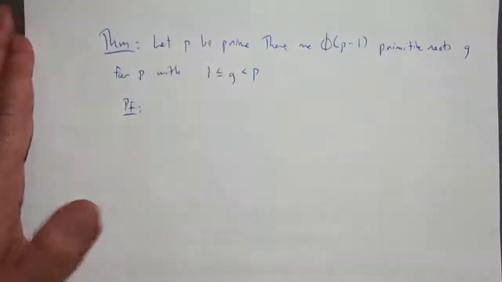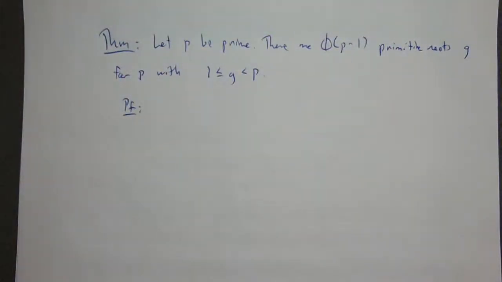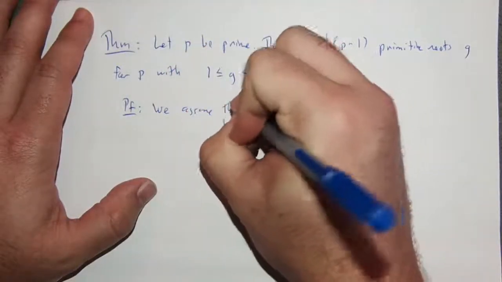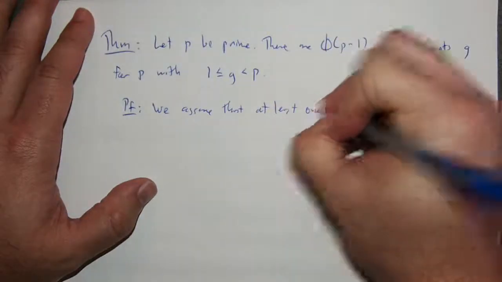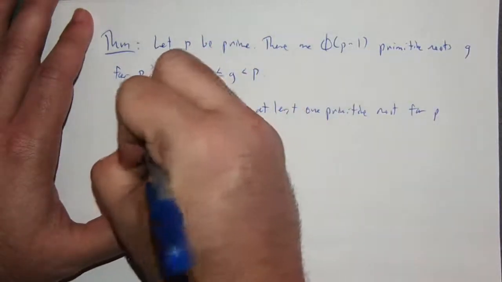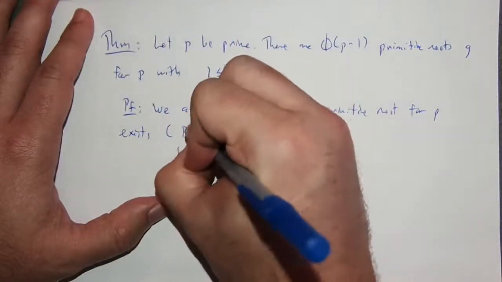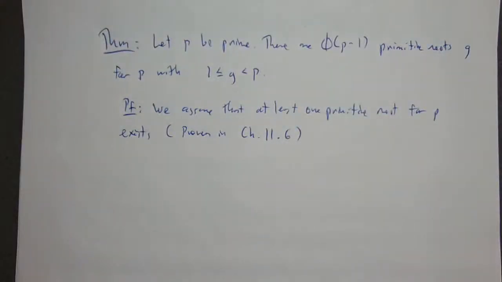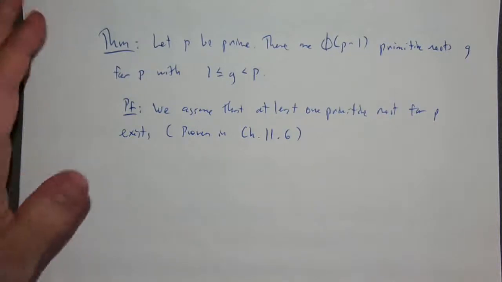So it turns out the proof of this is very easy if we assume that we always have a primitive root. Now, this can be proven without too much effort, but I'm not going to do it. This is entirely separated into another section. This is 11.6 if you want to look at it. So we assume that at least one primitive root for p exists. This is proven in chapter 11, section 6.